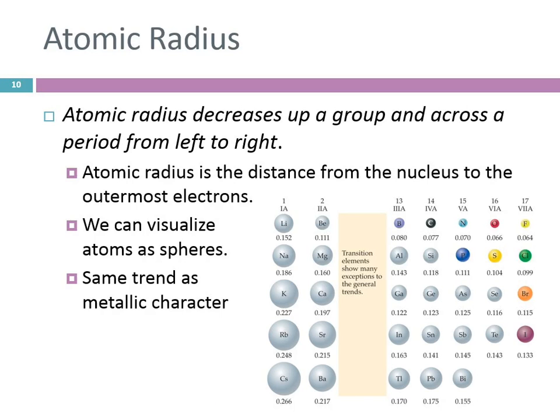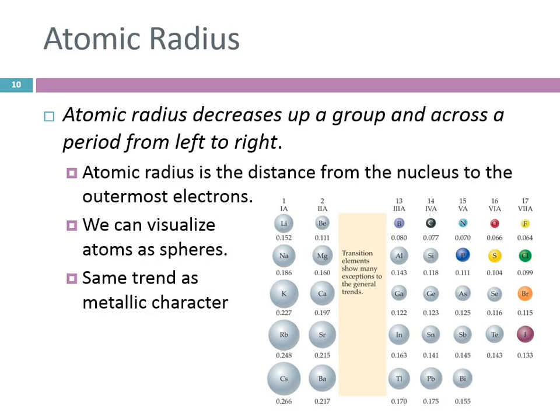Another trend is atomic radius. This is the size of an atom. So the trend is that atomic radius decreases as you go up, and it decreases as you go across from left to right. That's the same pattern as metallic character. Okay? But let's look at why this happens. So atomic radius would be the distance from the nucleus to the electrons that are farthest away from the nucleus, the outside of the atom.